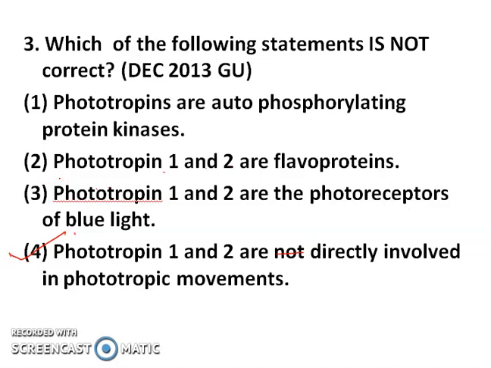Now, there is the second point, phototropin 1 and 2 are flavoproteins. For this, we need another concept about the genes. The phototropins have two types of gene. They are the FOT1 and FOT2. These two are responsible for photomorphogenesis as well as chloroplast movement. FOT1 is responsible for the hypocotyl formation.